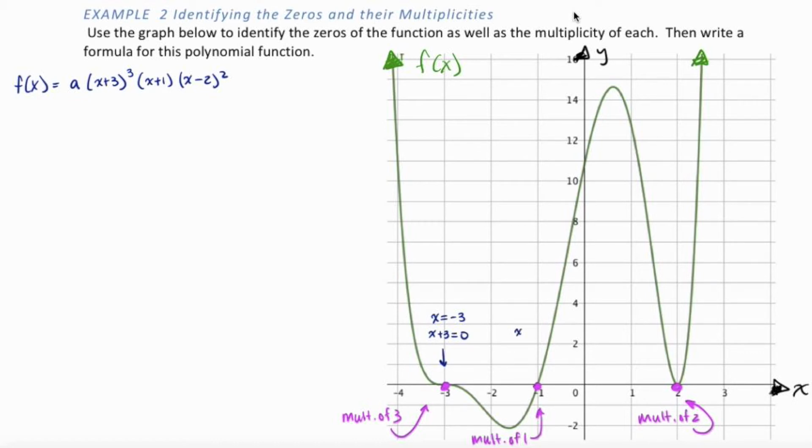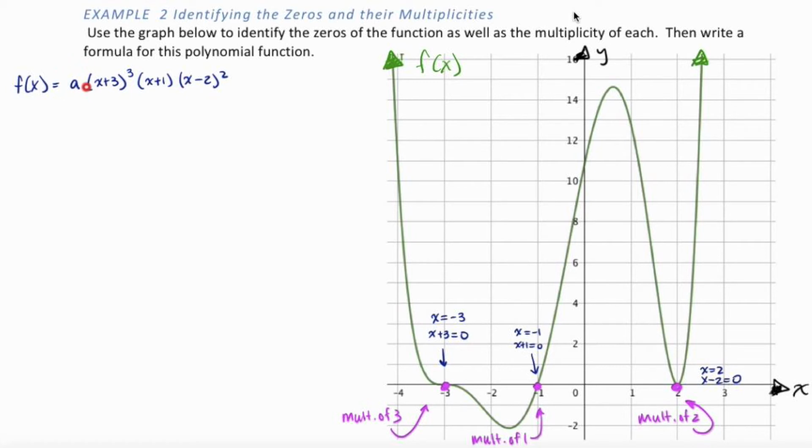If we have x equals -1, this becomes x plus 1 equals 0. That's our other factor. And lastly, since we have x equals 2, this becomes the term x minus 2 equals 0. So our three factors are x plus 3 with a multiplicity of 3, so I write out (x plus 3) cubed, x plus 1 with a multiplicity of 1, that's here, and x minus 2 with a multiplicity of 2.